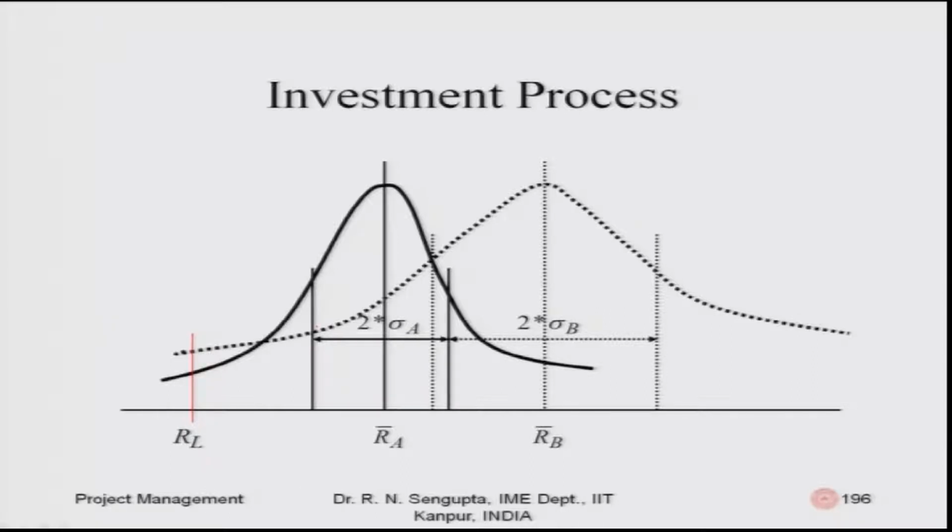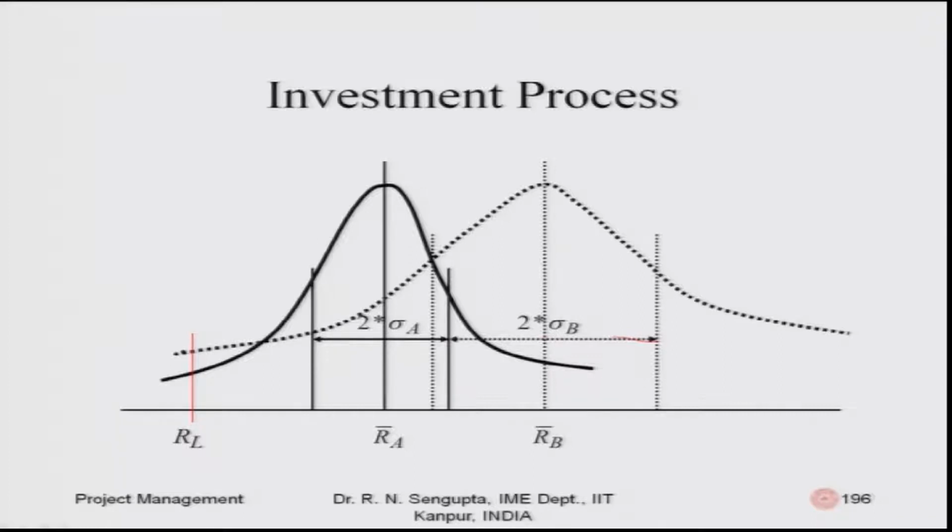Again, this is the average value of B. This dotted one is the return distribution for the portfolio of project B, and again if I move from the average value to the right, this is the quantum of movement, and if I move to the left, this is the quantum of movement.